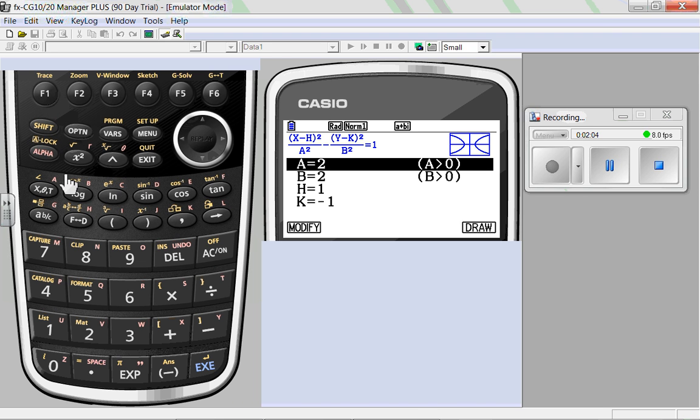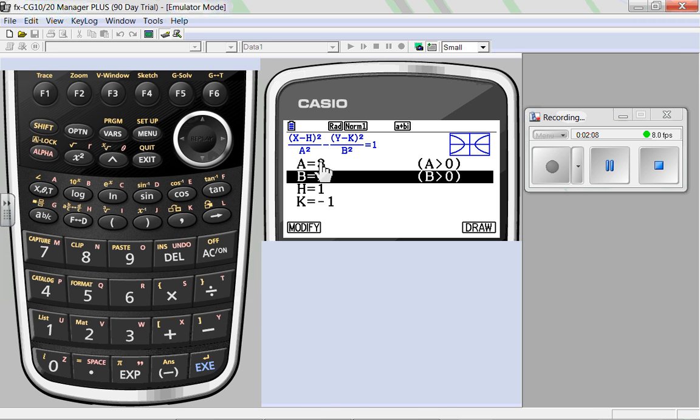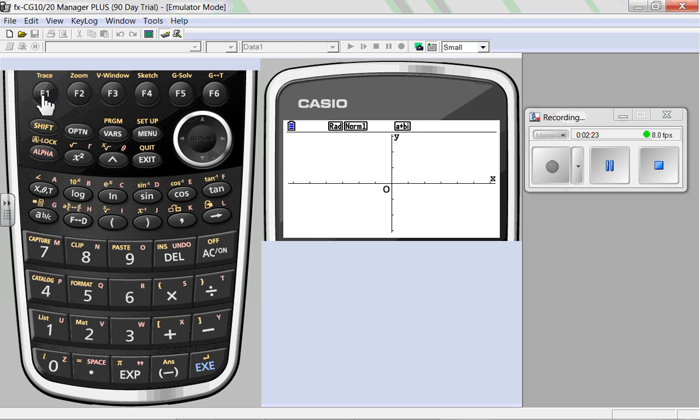I'm going to make my a and b different. Also notice that a is a squared when I put it in, and b is b squared, so those are going to be slightly different, but a and b are the values that I want. It also gives me some constraints. A has to be bigger than 0, b has to be bigger than 0. H and k don't have any. I have the modify, so I'm going to go ahead and modify.